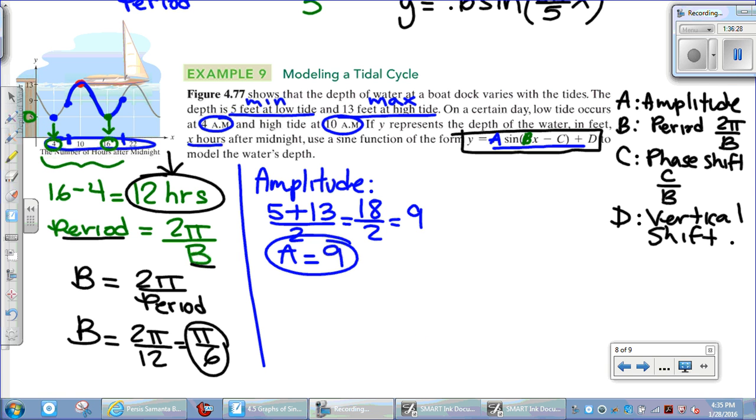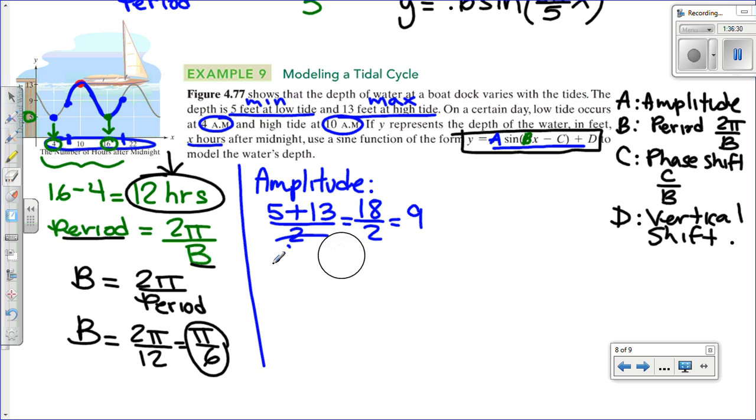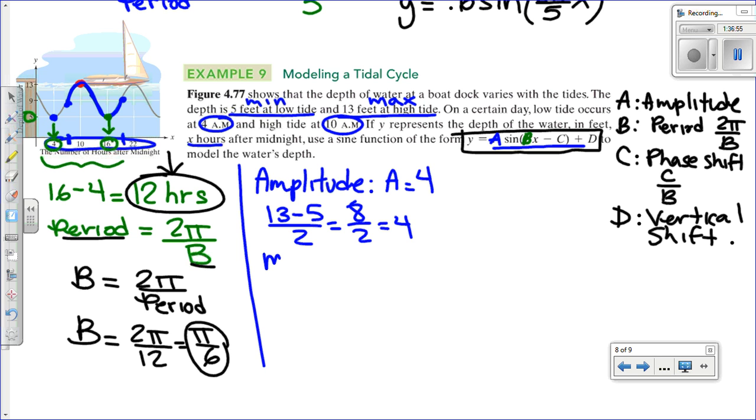Actually, I want to make a correction. I'm sorry. Since I'm finding distance, not the midpoint, I should have subtracted here. So I'm going to say 13 minus 5 divided by 2. So I'm finding half of the distance between the maximum and the minimum. In this case, 13 minus 5 is 8, divided by 2 is 4. So that tells me that the amplitude is equal to 4. Again, I took the maximum minus the minimum and divided by 2. That's how I got this number, 4. And so that will tell me the amplitude.